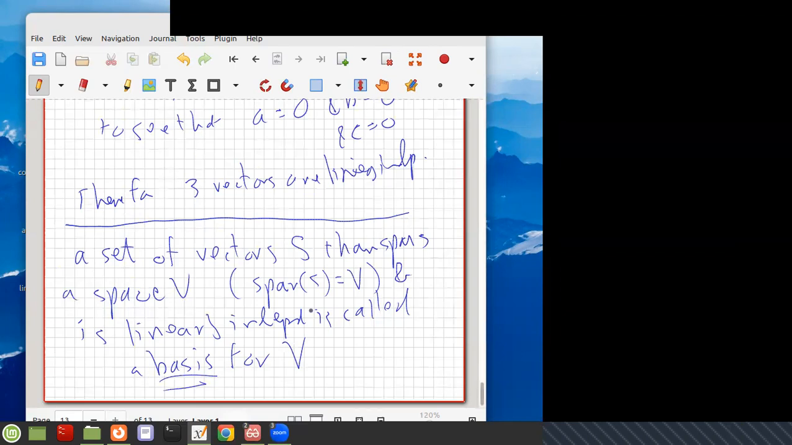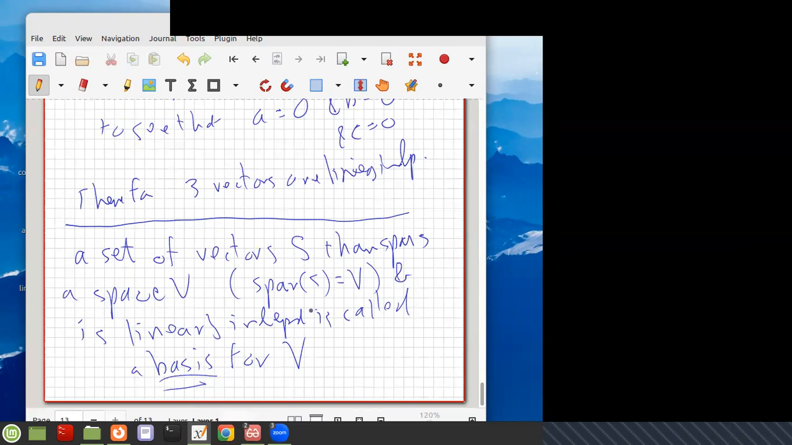Okay, so if you find a set that spans the space, it's big enough, right? Because any vector in V is in the span, but it can't get any smaller because it's linearly independent. If you took one of those vectors out, you'd be taking out a linearly independent vector, so you'd be losing vectors, and it would no longer span the space. So a basis is the right size set of vectors.